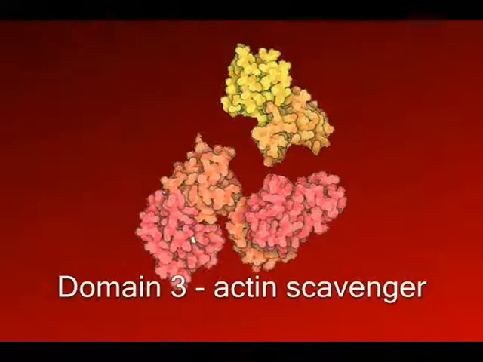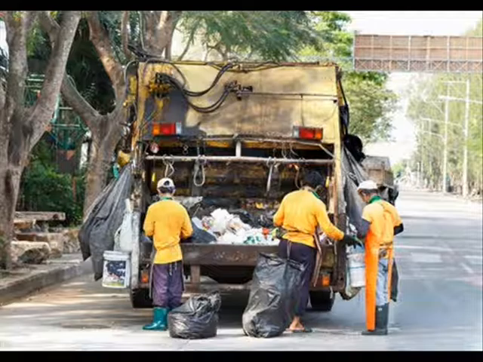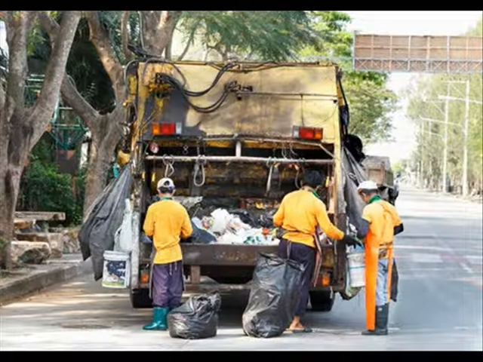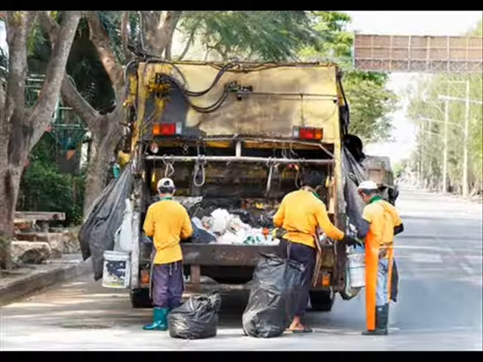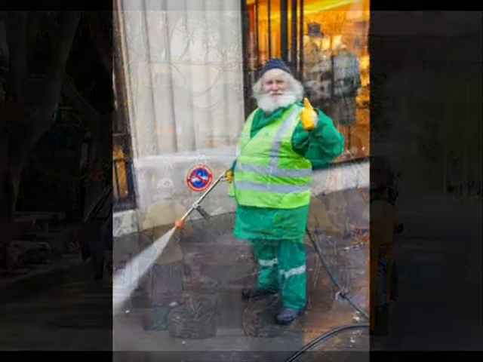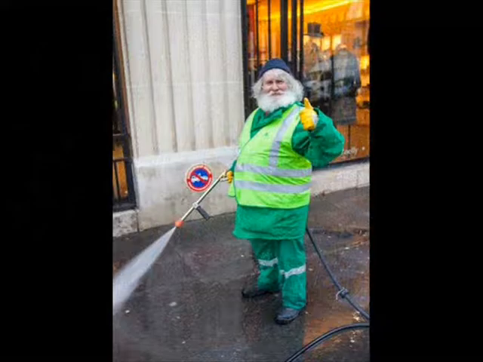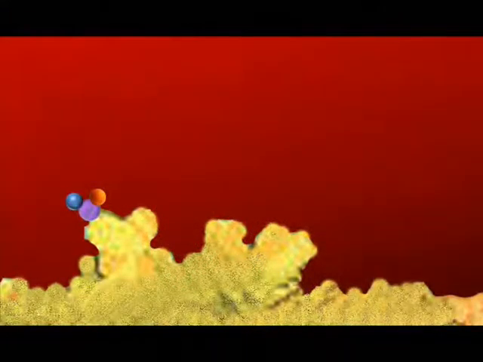Domain 3. Actin scavenger. The third domain on vitamin D transport protein is an important part of the plasma actin scavenger system and operates like a refuse collector, transporting toxins to the liver so that they can be eliminated from the body. On this third domain we find 3 sugars required to activate our immune cells.